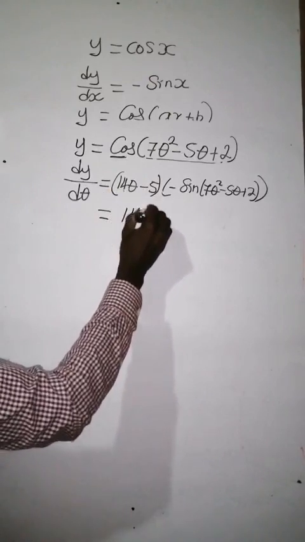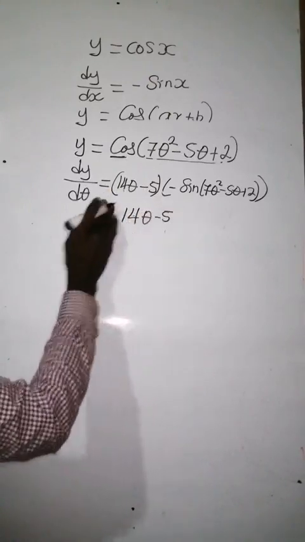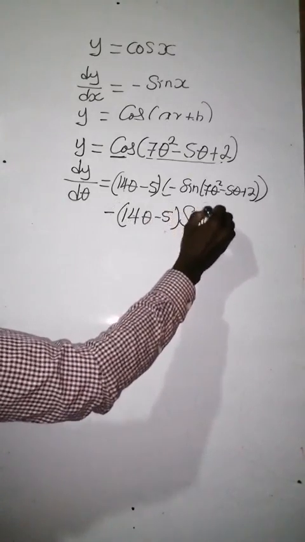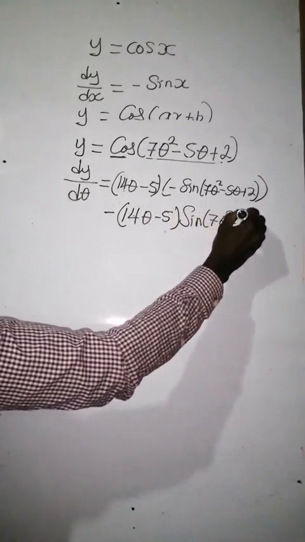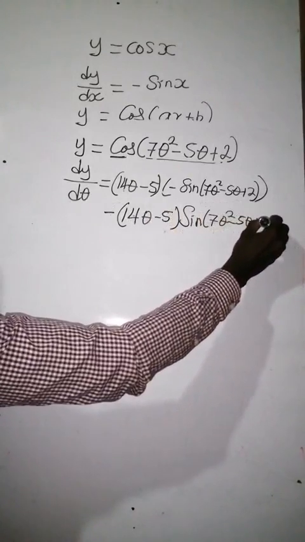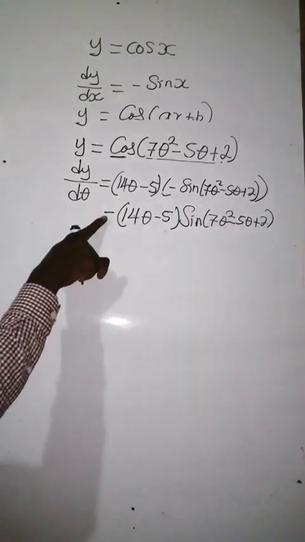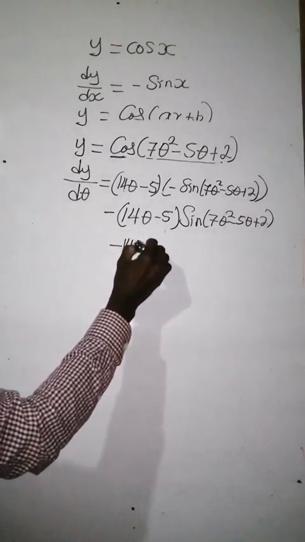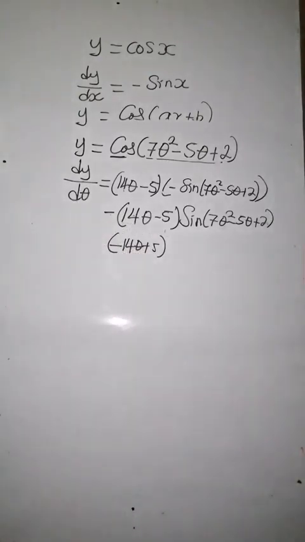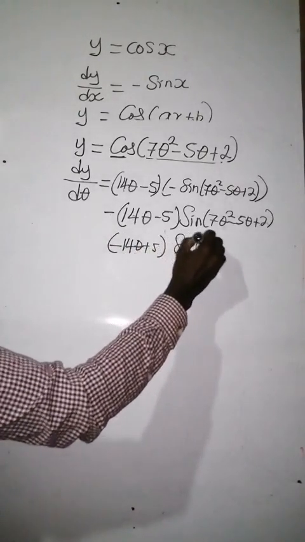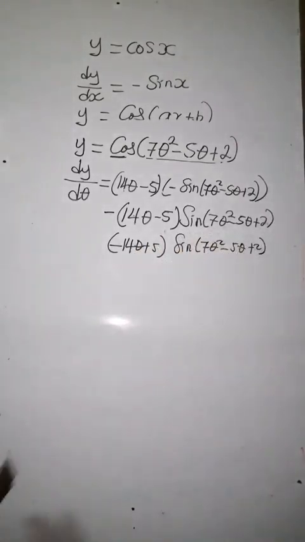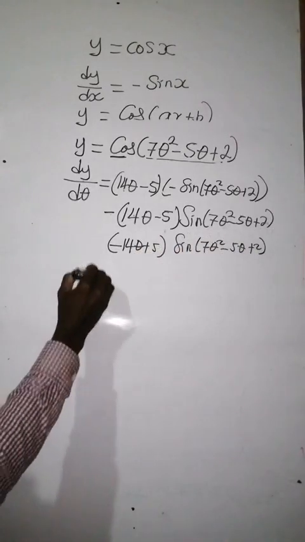So this will give me minus into bracket 14 times theta minus 5, bracket close, times sine of 7 theta squared minus 5 theta plus 2. That is lovely. Now we can send the negative inside to get minus 14 theta plus 5. Then we put it in bracket again, times sine of 7 times theta squared minus 5 theta plus 2. Wow, mathematics is lovely.